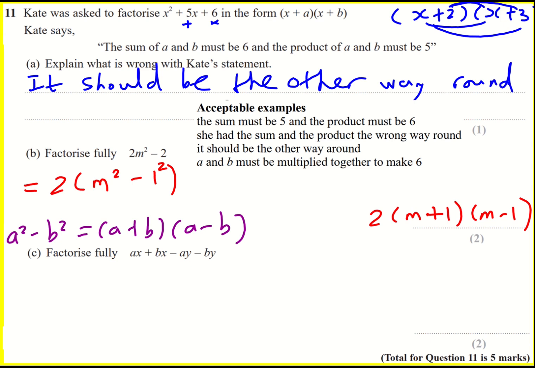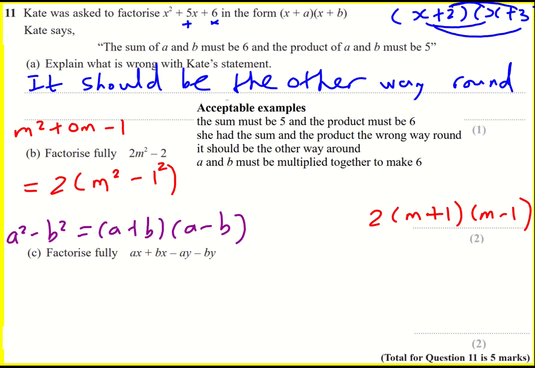You can alternatively use ideas from above and write it as m squared plus 0m minus 1. And then we're finding two numbers that multiply to give minus 1 and add to give 0. Well, if they add to give 0, they've got to be positive and negative but the same amount. And then you see 1 and minus 1 work.